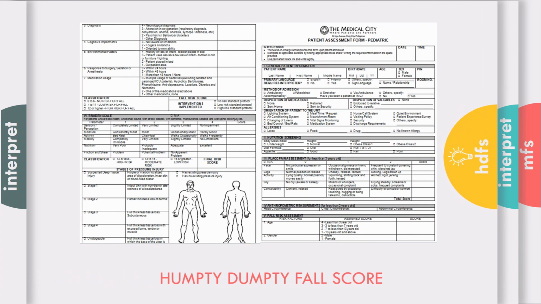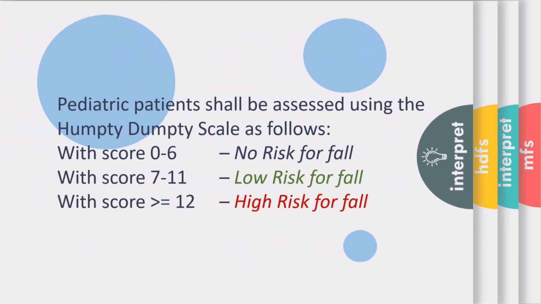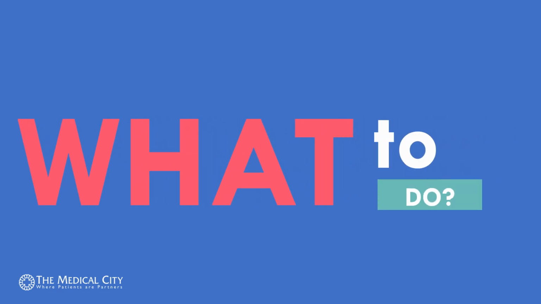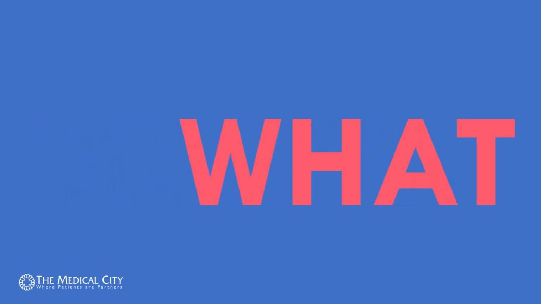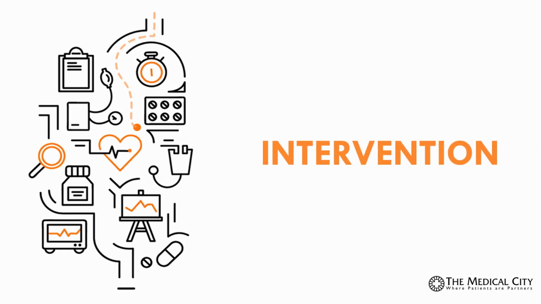Next form is Humpty Dumpty Fall Score. This form is used for pediatric patients. Let's discuss the scores. For score 6, meaning that our pediatric patient is no risk for fall. While the patient is low risk for fall if the score is equal to or higher than 7 but not more than 11. And a score of 12 and above means that the patient is high risk of fall. What to do if our patient is low risk or high risk? Here are the corresponding interventions for each fall risk score.